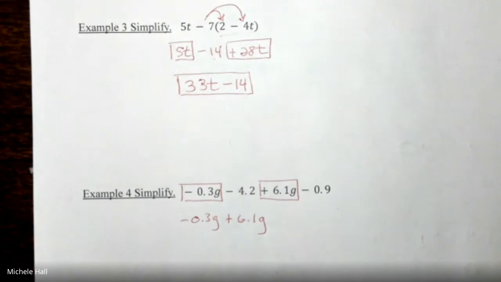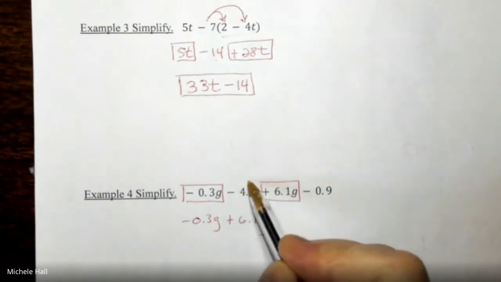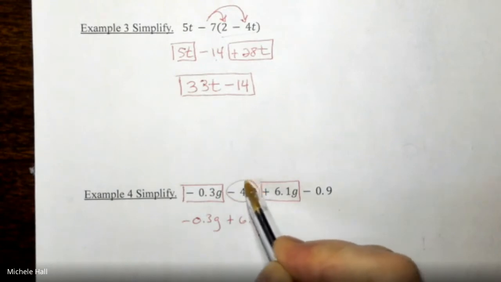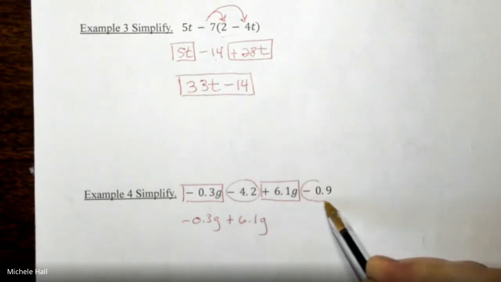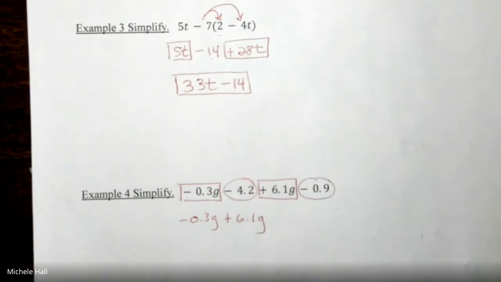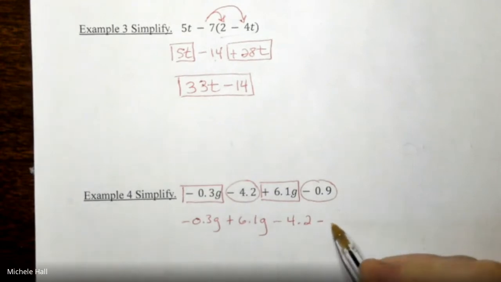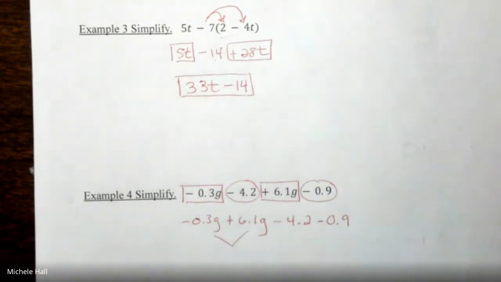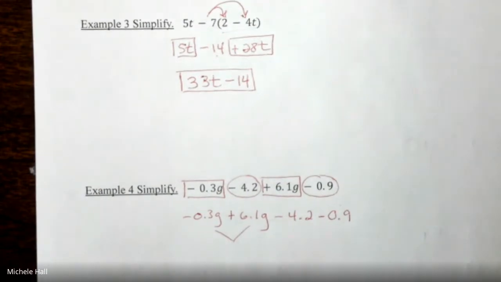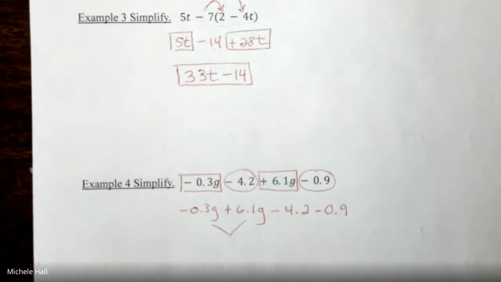And then I'm going to put my numbers next to each other as well. I have negative 4.2 and negative 0.9. I'm going to put those next to each other. So negative 4 2/10, and then a negative 9/10. I would like to combine by like terms. I can add G's with G's.